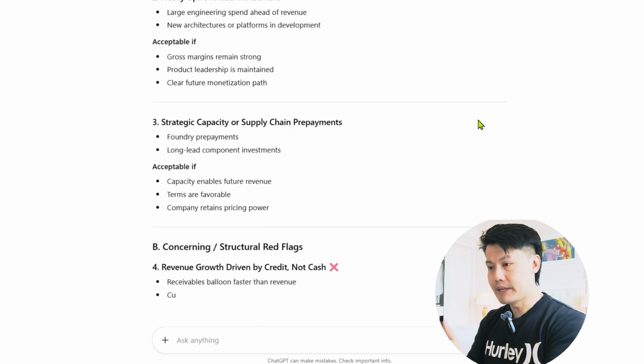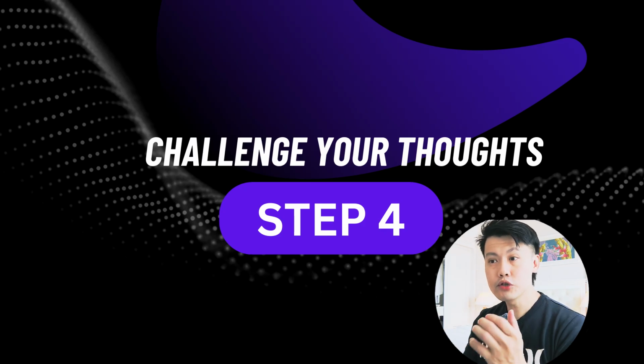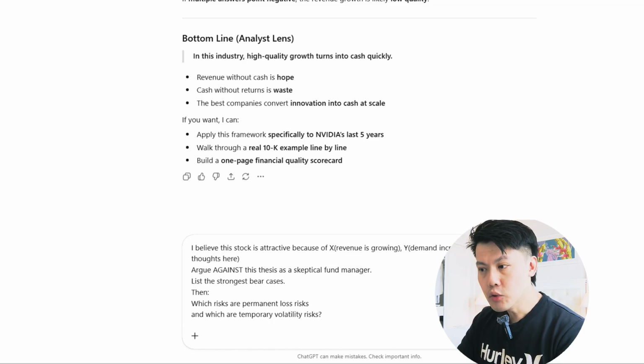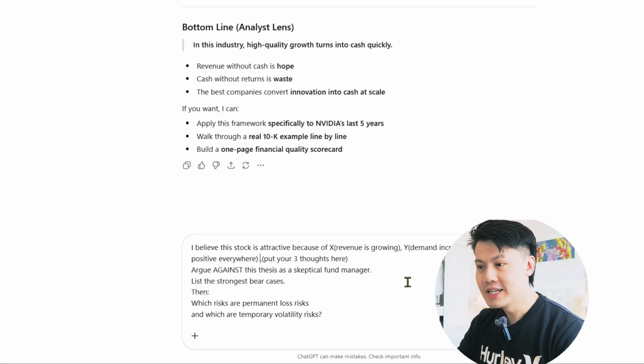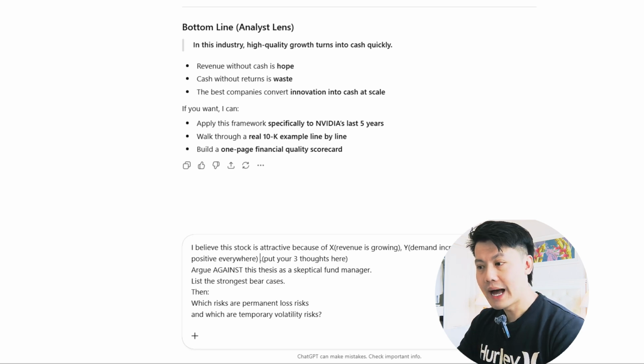When you have that step done, next, you also need to challenge your thoughts. Use ChatGPT to stress test your thesis. I believe this stock is attractive because of XYZ. Just put your 3 thoughts over here. Argue against this thesis as a skeptical fund manager. List the strongest bear cases. Then, which risks are permanent loss risks and which are temporary volatility risks?